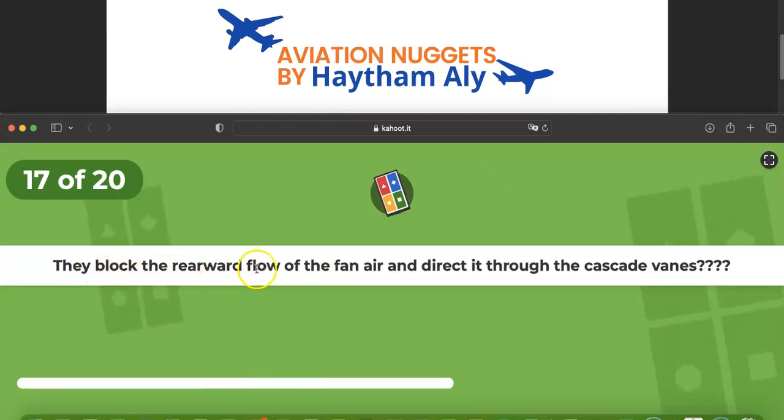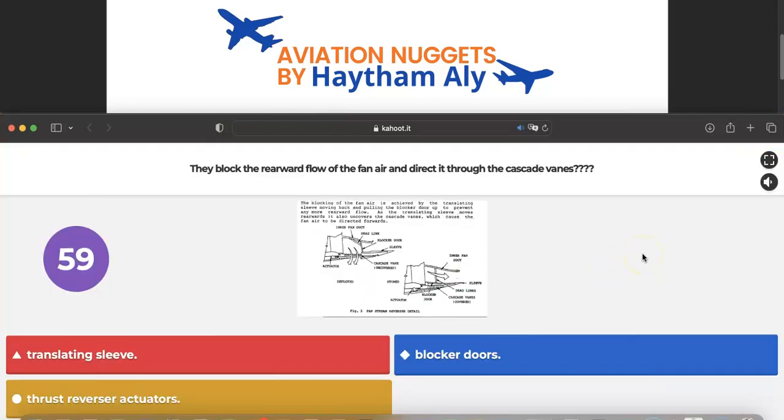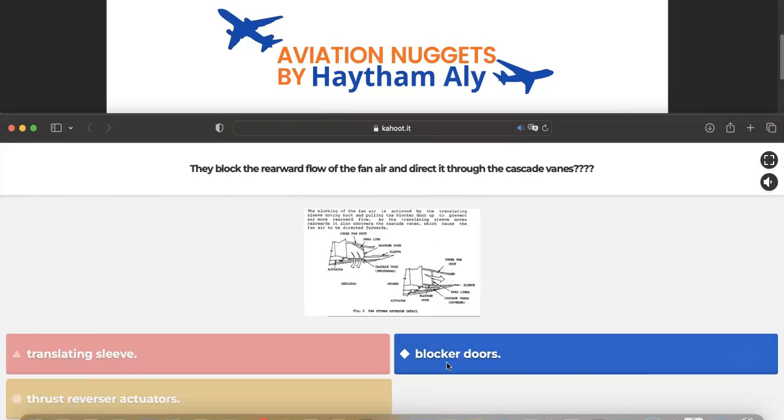They block the rearward flow of the fan air and direct it through the cascade vanes. Is it the translating sleeve, blocker doors, or thrust reverser actuators? I think the right answer is blocker doors.